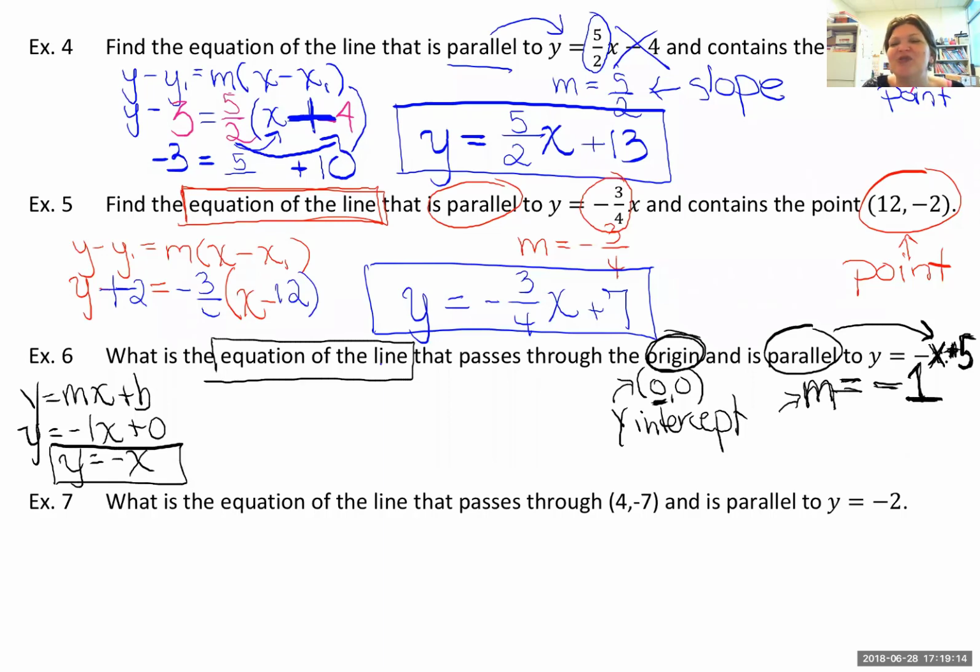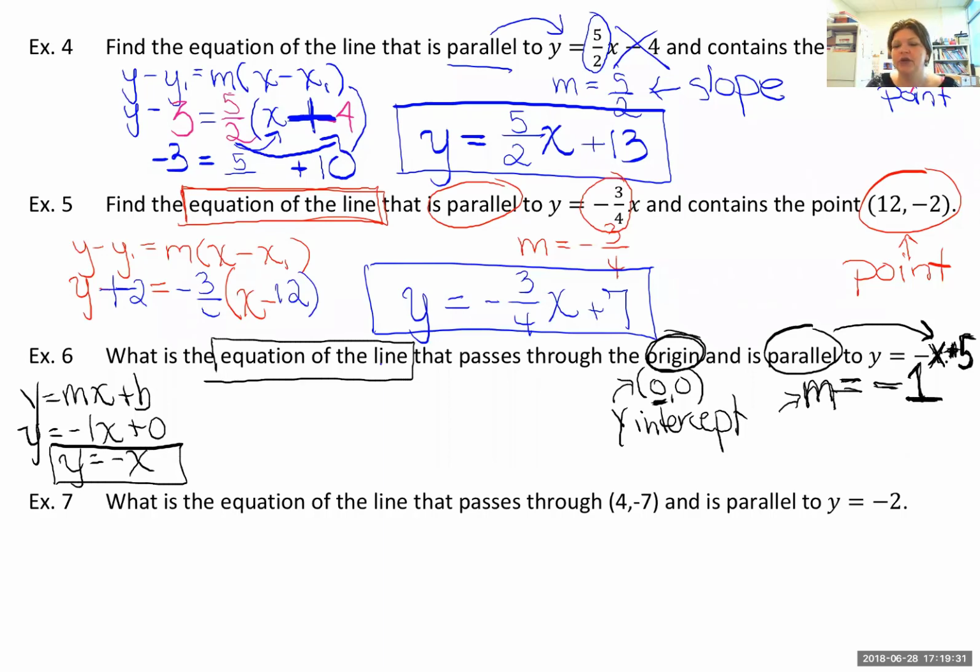Now you see where I screwed up. I was like, what line is parallel to y equals -x? And it was the same line. I'm sorry, y'all, it's been a long week. Okay, cool. So that would be the answer there.